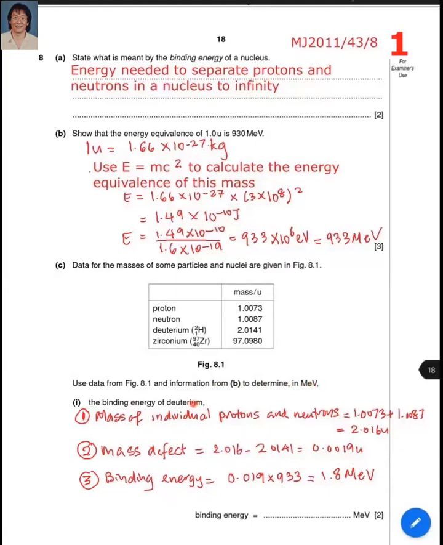To calculate the binding energy for deuterium, we'll do 3 steps. In the first step, we'll calculate the mass of the individual protons and neutrons, which will give you 2.016 atomic mass unit. Then after that, we'll calculate the mass defect for the formation of deuterium. So it'll be 2.016 minus 2.0141, which will give you 0.0019 atomic mass unit. Then we can calculate the binding energy, which will be 0.0019 times 933, which will give you 1.8 mega electron volt.